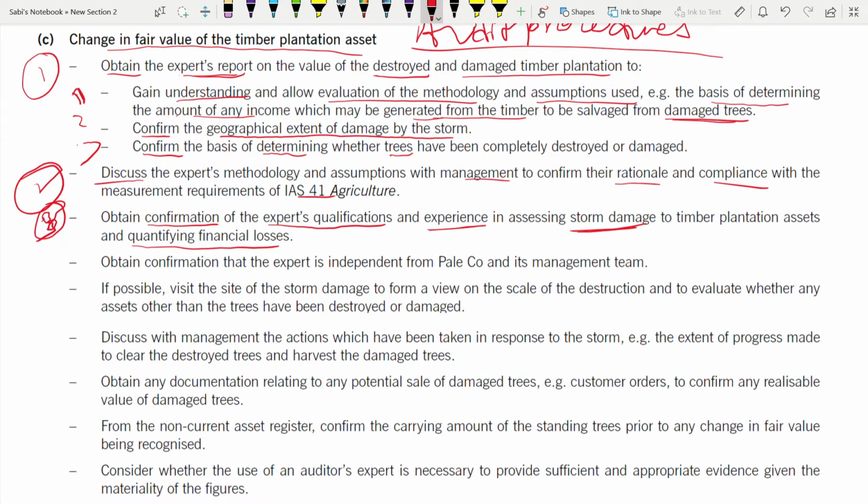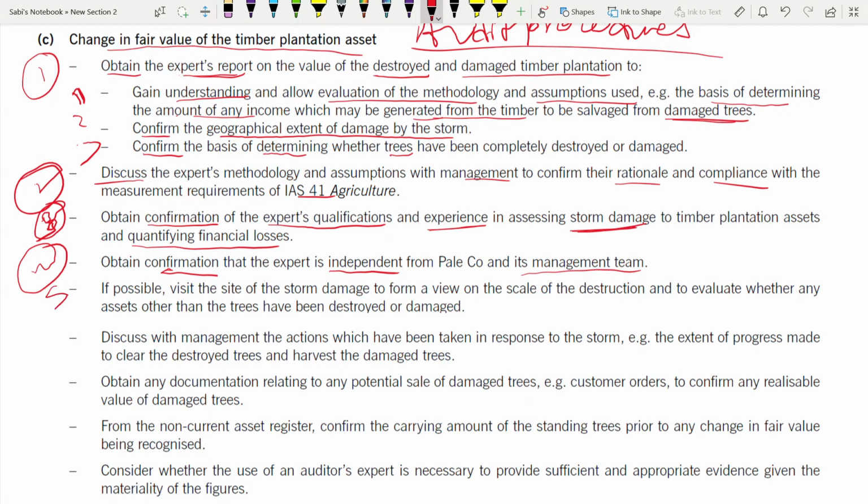Number 4, obtain the confirmation. Again, confirmation. It can be the same, obtain confirmation, but the reasons are different. Obtain confirmation that the expert is independent from the company and its management team also.